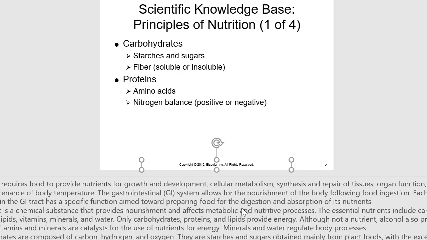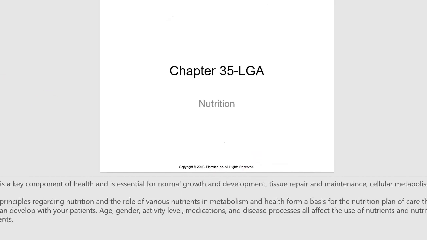This is a very long PowerPoint, and I'm going to try to focus our information as I go through. But there are lots of things that we need to know when it comes to nutrition. Nutrition really is a key component of health.